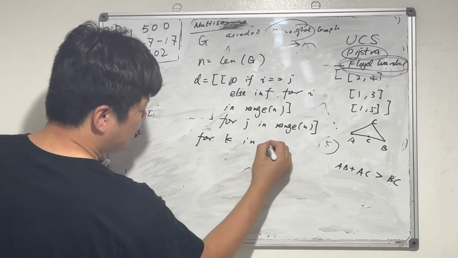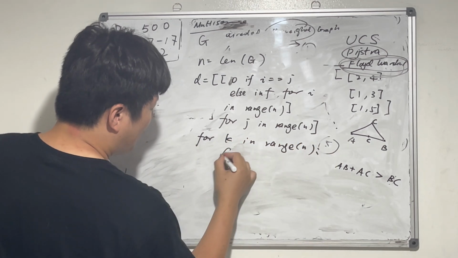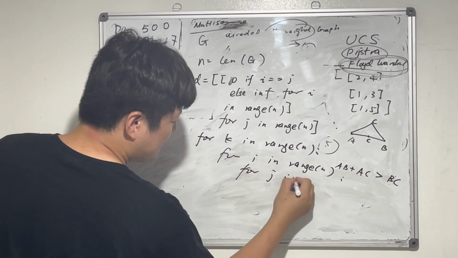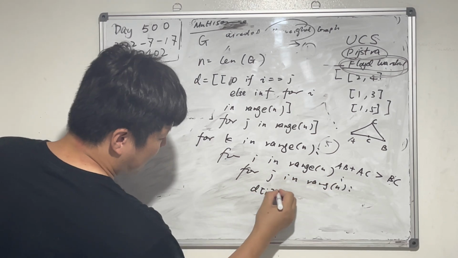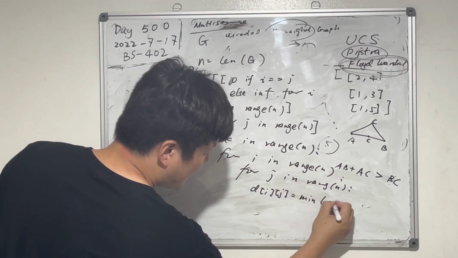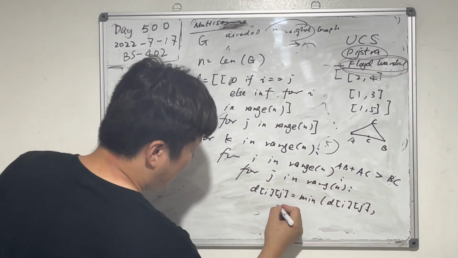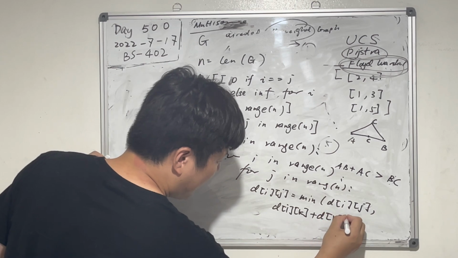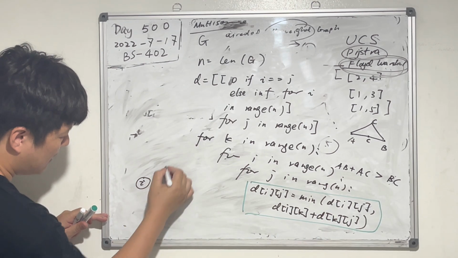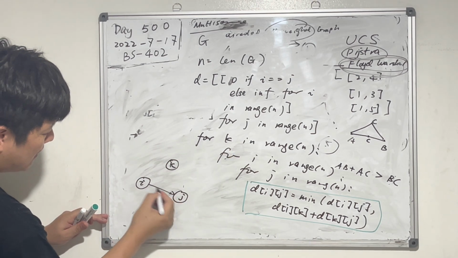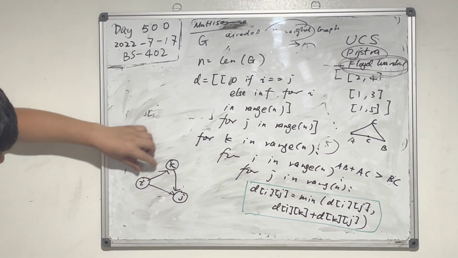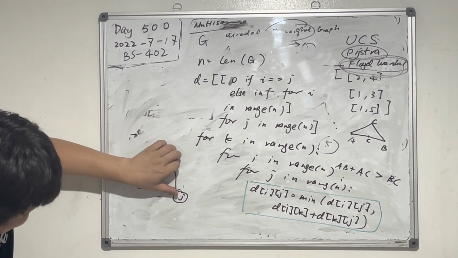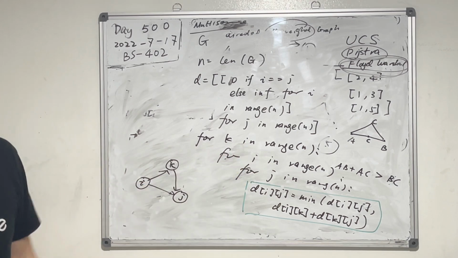For K in range N, yeah? For I in range N. For J in range N. Dij is minimum of Dij and Dik plus Dkj, okay? Let me draw again. Ij, and we have a k here, right? So if we find out I to k plus k to j is smaller than I to j, then we replace the shortest path Dij with Dik plus Dkj. That's what it means. Got it? Very simple idea.